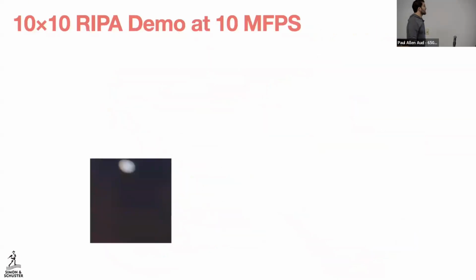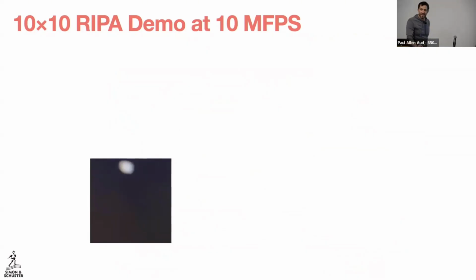And we now have a working 10 by 10 demo from a cell phone from last week. So this thing can run at 10 million frames per second. The cell phone can't image at 10 million frames per second. So you're seeing something a little bit slower.